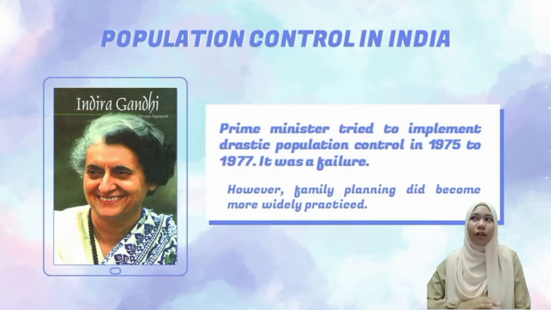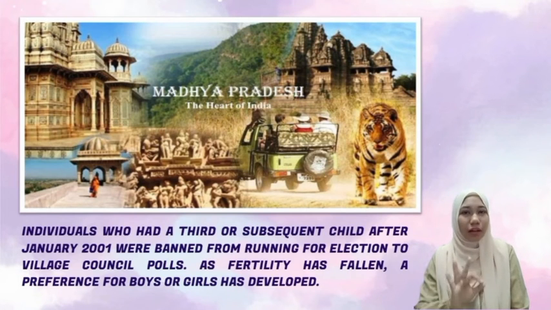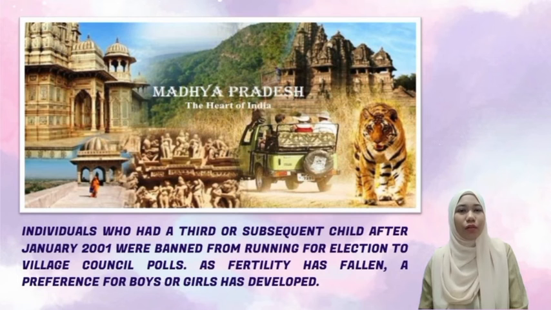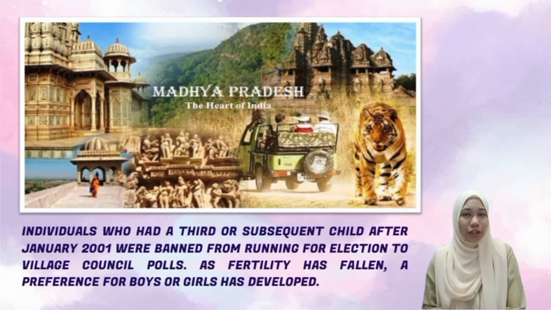Some of the acceptance of limits on family size reflects rising income among the close to 250 million middle-class Indians and somewhat improved nutrition among a significant fraction of the poor. In Madhya Pradesh, individuals who had a third or subsequent child after January 2001 were banned from running for election to village council polls. As fertility has fallen, a preference for boys over girls has developed. The result is a missing women problem parallel to China's. The stronger male bias is actually found in the better off states of India. Future social stress: as of 2010, the ratio of males to females in India as a whole had reached 108 to 100, one of the highest in the world.